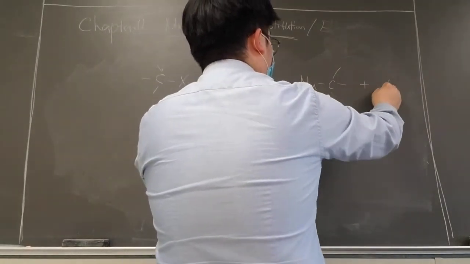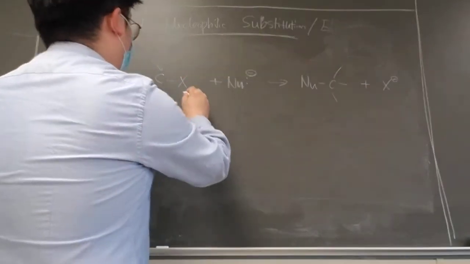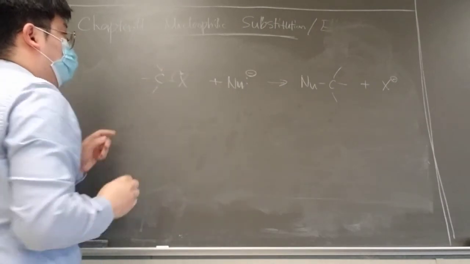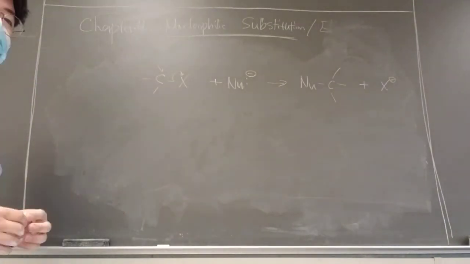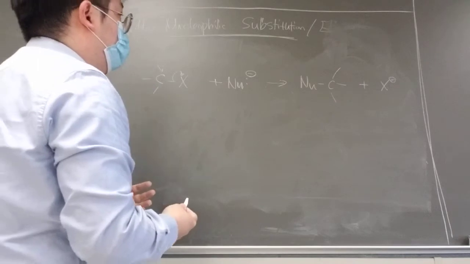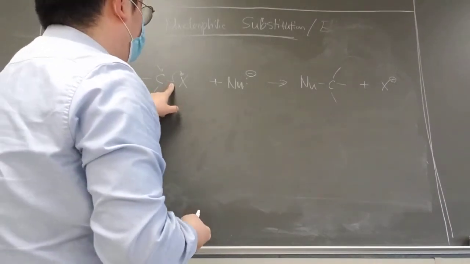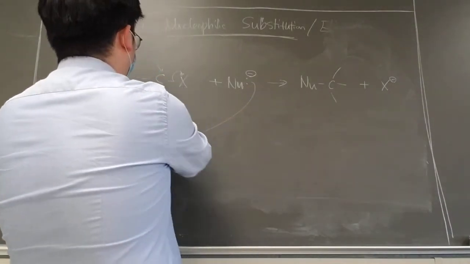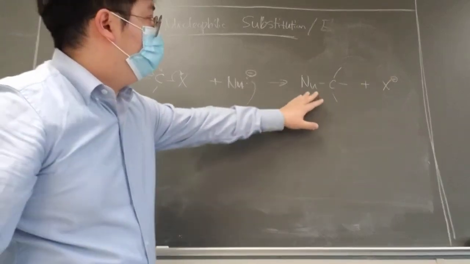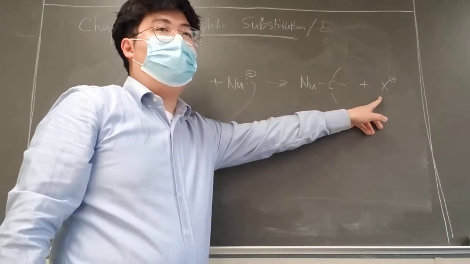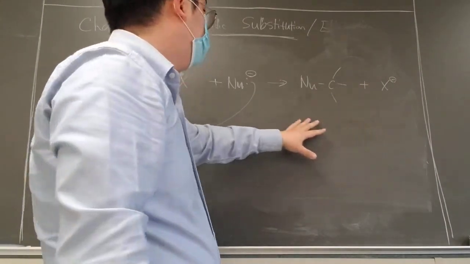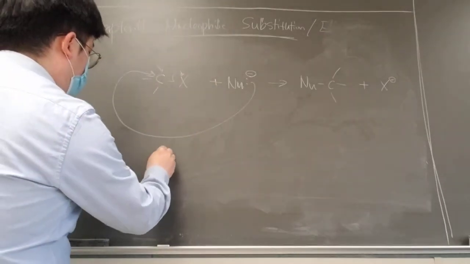And then you're going to have X that is a negative charge, because when they break apart, usually the halogen groups are highly electronegative. They can take those electrons when you break the bond right here. So the nucleophile is actually bonded to this carbon. It goes neutral now, but the leaving group will become negative again.